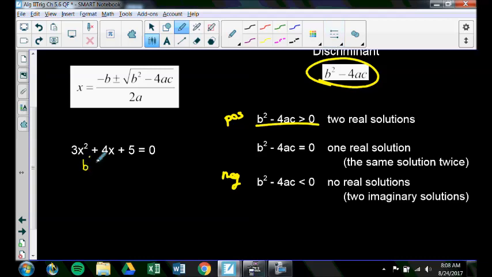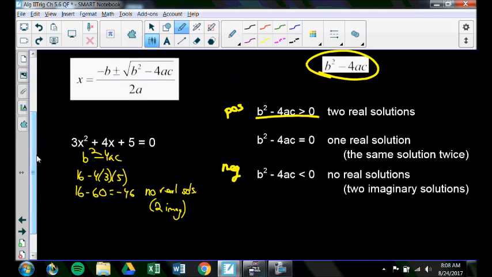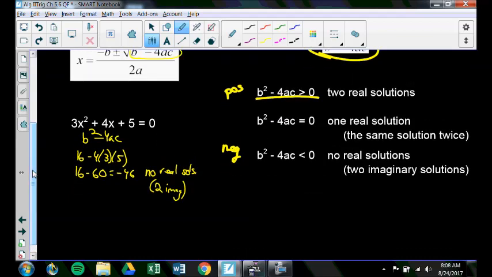So right now, before I do the quadratic formula here, I'm just going to calculate the discriminant. b squared minus 4ac would be 16 minus 4 times 3 times 5, which is 16 minus 60, which is negative 46. So this has no real solutions. It has 2 imaginary solutions. Well, okay, I can still find the imaginary solutions. And here's the nice thing about the discriminant. I was going to do it anyways. I'm going to have to calculate it at some point anyways in the process. So just always do it first.